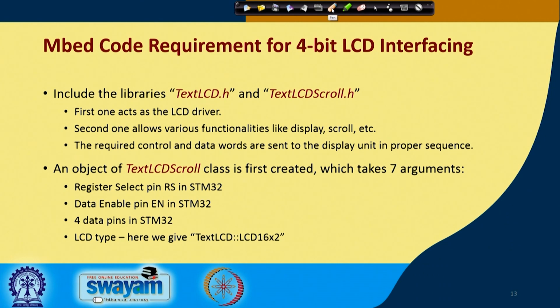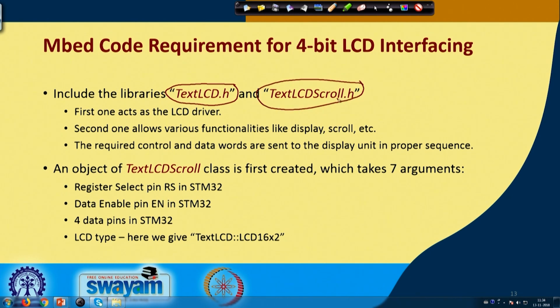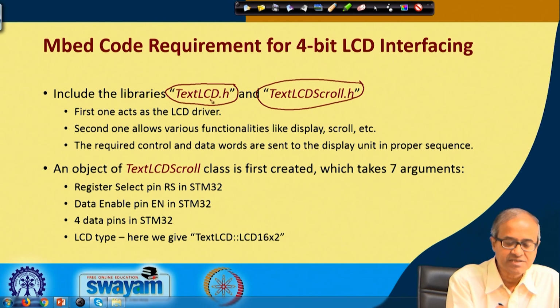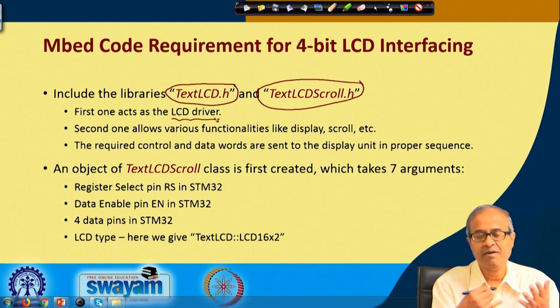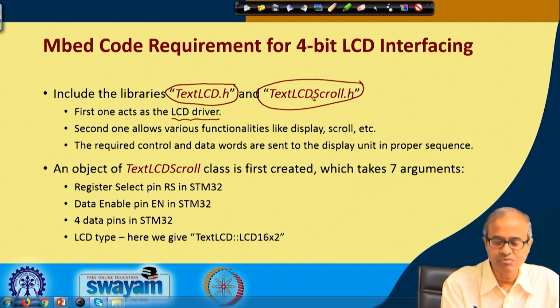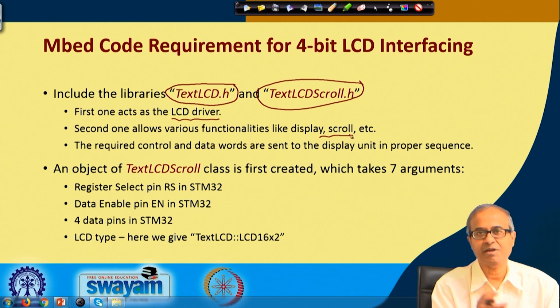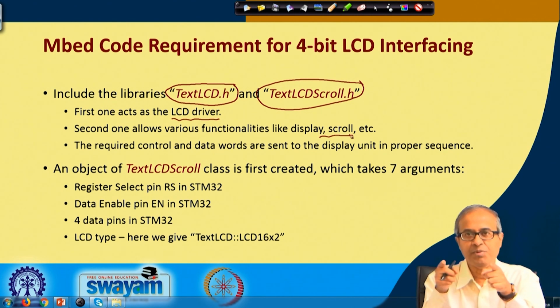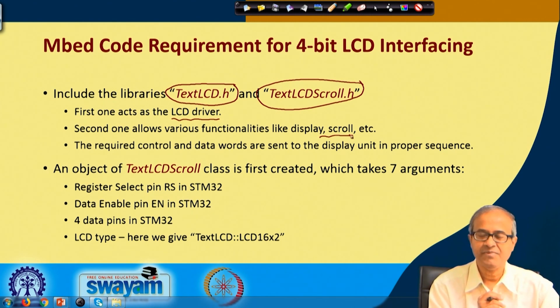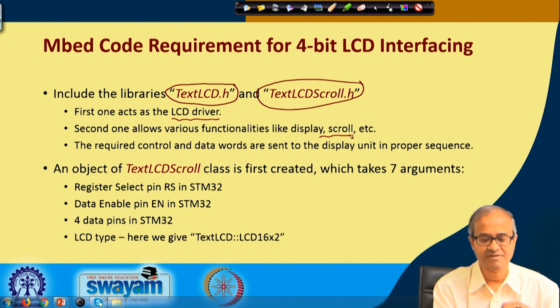So, for this Mbed coding, we shall be using these two libraries, TextLCD and TextLCD_Scroll. We shall be seeing a small example. The first library is actually the LCD driver. It is responsible for sending the low level data and instructions 4 bits at a time. And the second one gives you scrolling features in the display. If you are trying to display more than 16 characters in a row, the display will automatically scroll from left to right. That scrolling is automatically supported by this driver.